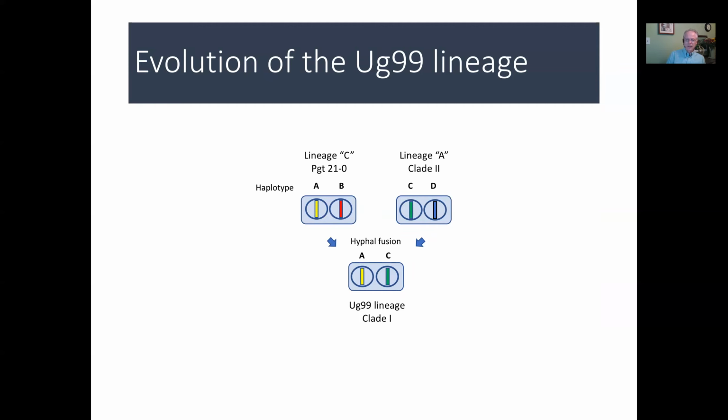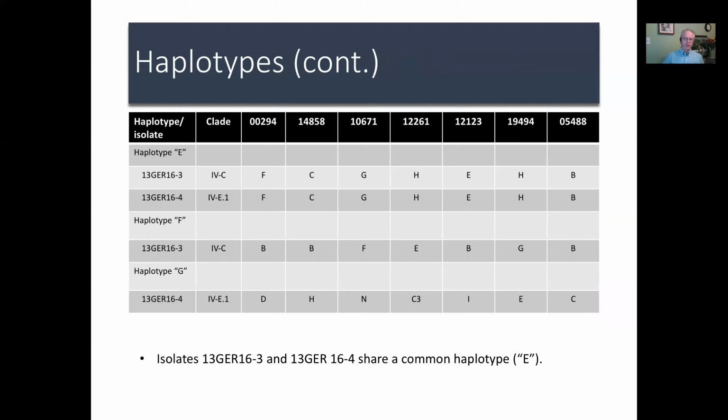So we were interested then in seeing if we could use this technology to identify other somatic events. So we looked at other genetic groups that we've been working with, and we found that 2 isolates, 13 Germany 16-3 and 13 Germany 16-4, which represent genetic groups 4C and 4E1, both share an exact identical haplotype. And then we defined haplotypes F and G as the corresponding haplotypes for the other nuclei of these 2 isolates.